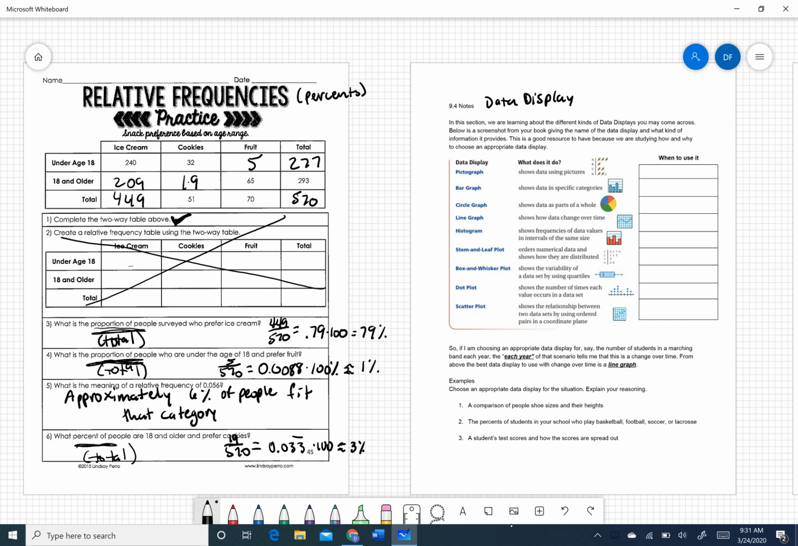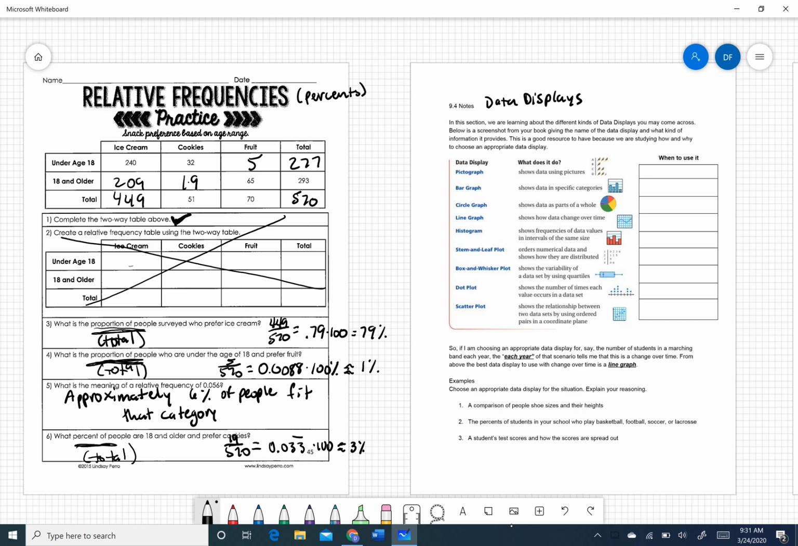We've already talked about a couple of different data displays in 9.1 to 9.3, right? We've talked about scatter plots. We've talked about two-way tables over the last couple of days. So we're going to start talking about these different kinds of data displays that you can come across, right? And after we talk through each data display, we're going to start identifying what we think the best data display will be for the set that we're given, right?